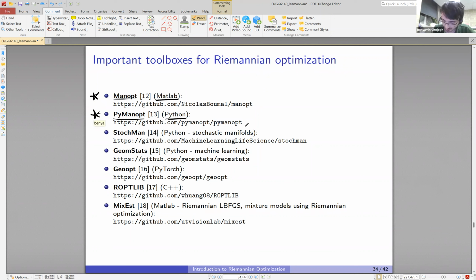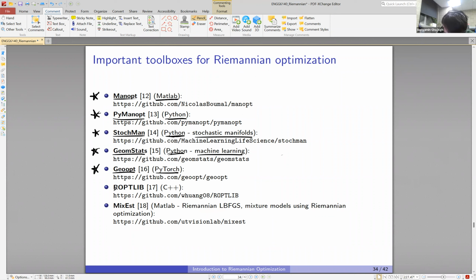Yeah, these are the websites of these toolboxes. The other one is Stockman. It's in Python. It's for stochastic manifolds, or noisy manifolds. The other one is geomstats, short for geometric statistics, maybe. This is in Python and mostly for machine learning, Riemannian optimization for machine learning. The other one is GeoOpt, short for geometric optimization. It is in PyTorch. PyTorch itself is in Python for deep learning.